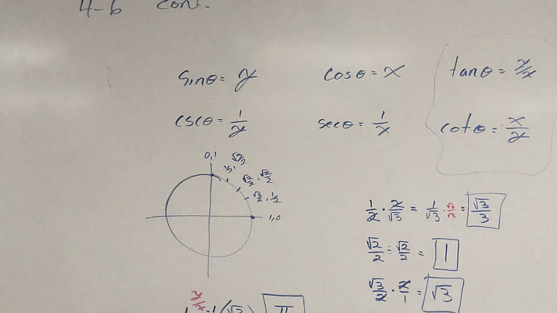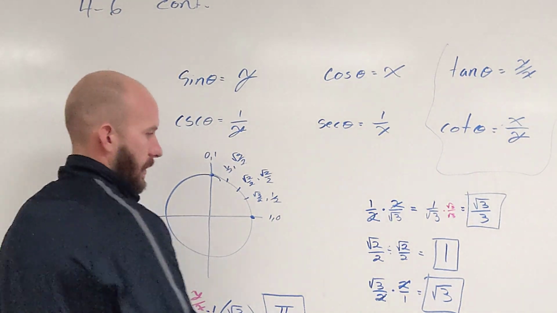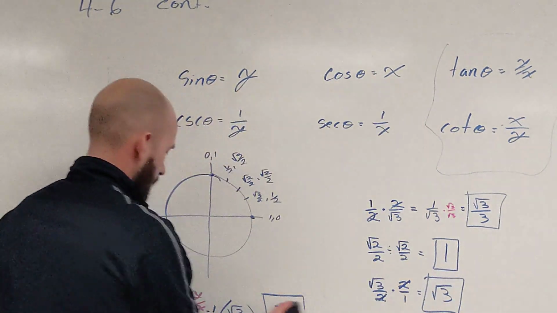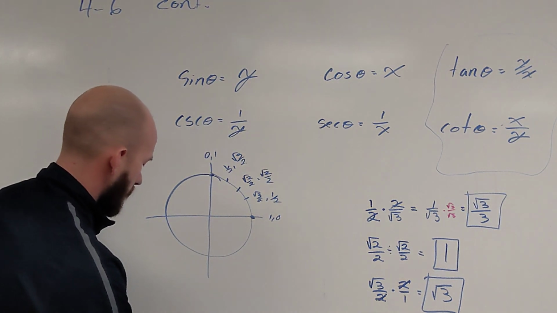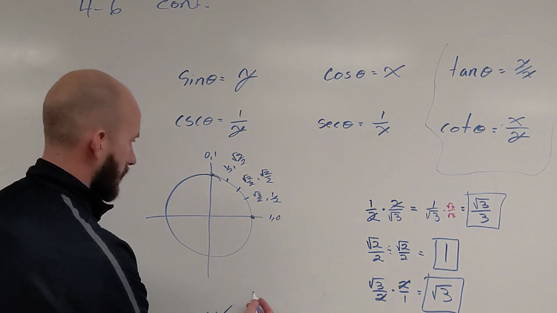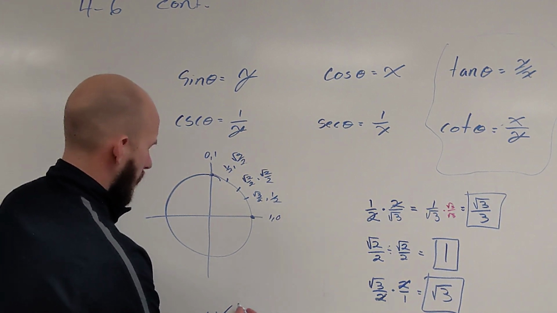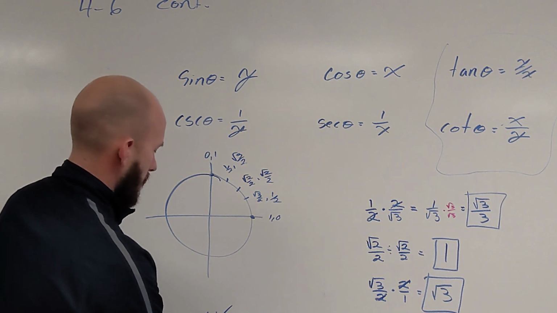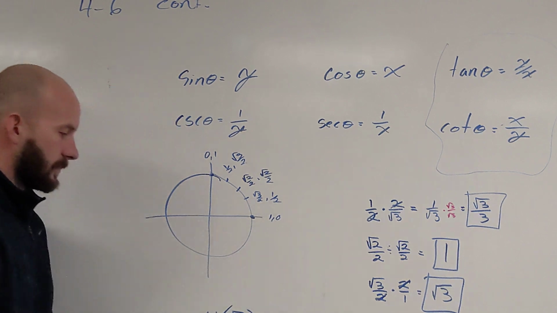Then same thing for cotangent. I'll just erase this. Oh, let's do cotangent inverse of square root of 3 over 3 as well. Okay.